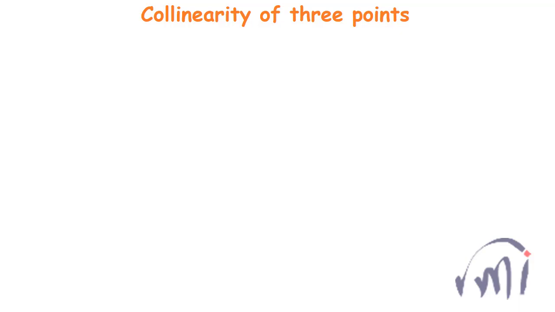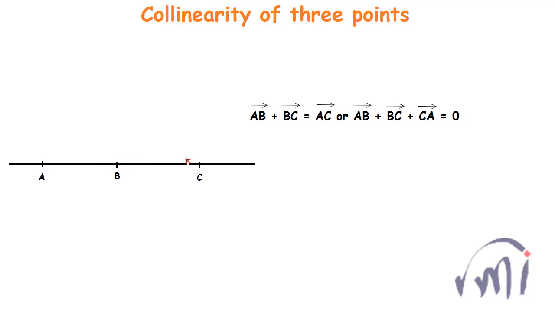So if we have 3 collinear points, then they will look something like this. We have a line and then there are 3 points on that particular line. Then the length AB plus BC will be equal to the length AC. Or if we represent it as vectors, AB plus BC will be equal to AC, and AB plus BC plus CA, because CA is minus of AC, this will be equal to 0. CA is negative of AC, same in magnitude but opposite in direction. So AB plus BC plus CA will be equal to 0.